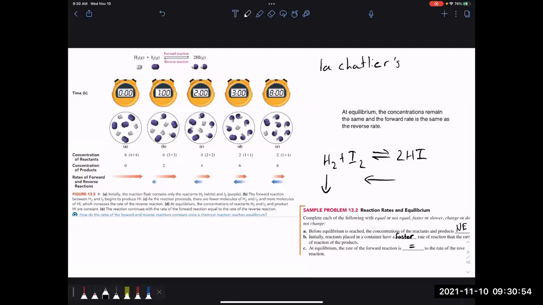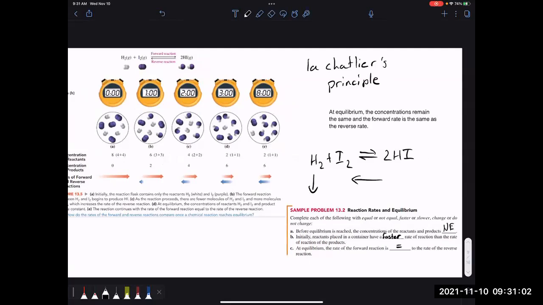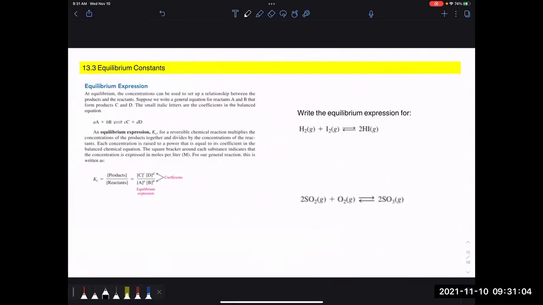Le Chatelier, maybe? He's French, so who knows how it's spelled. So many consonant sounds that get dropped.